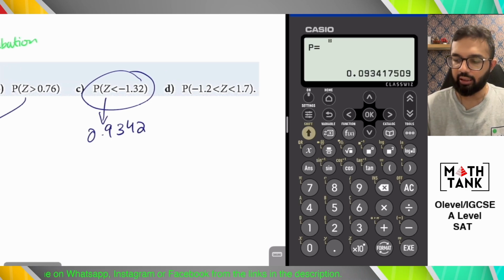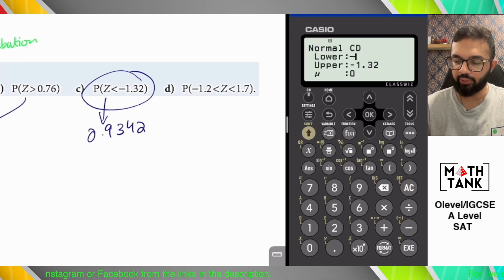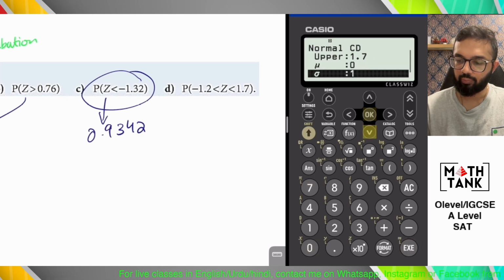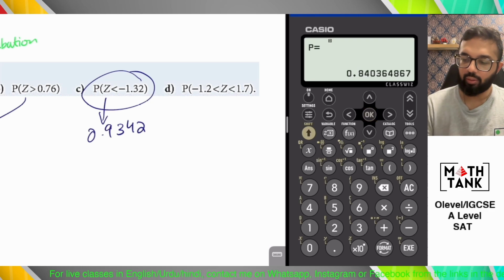Then in this case you have both upper and lower boundaries. So -1.2 and 1.7. So you have 0.8404.